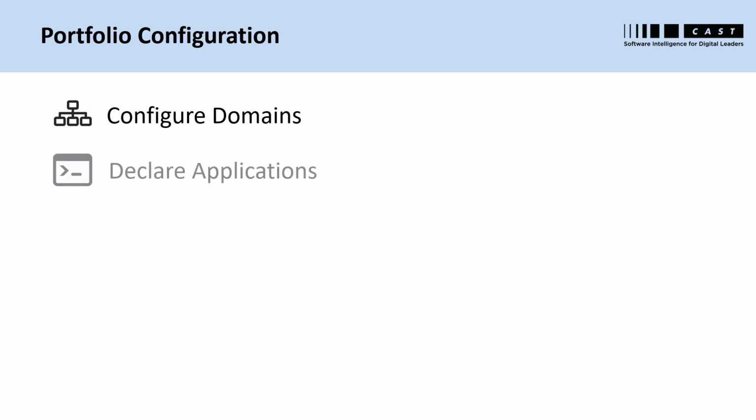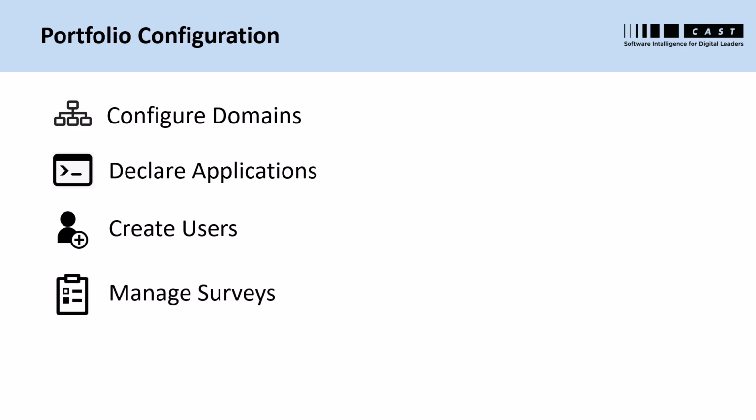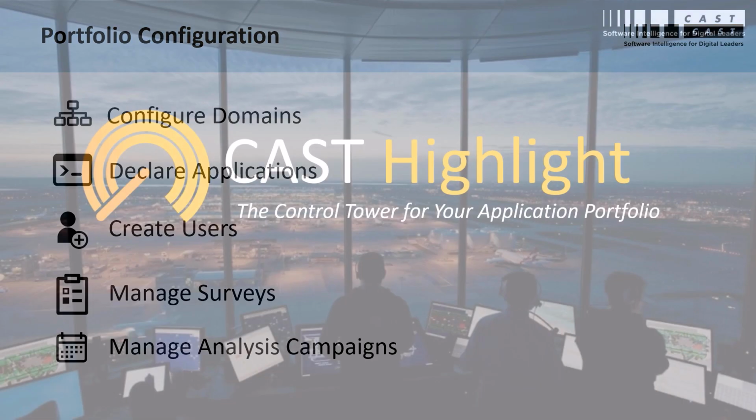Okay, one last time, let's summarize the steps we took to configure a portfolio in Cast Highlight. First, we configured various domains and subdomains. Then we declared and named our applications. We created and invited users. Then we managed surveys by both activating existing surveys and creating a new custom survey. And finally, we managed the analysis campaign by creating that campaign and launching it.